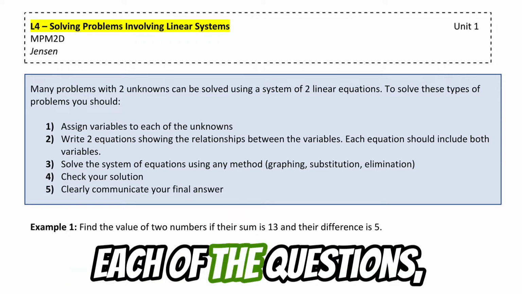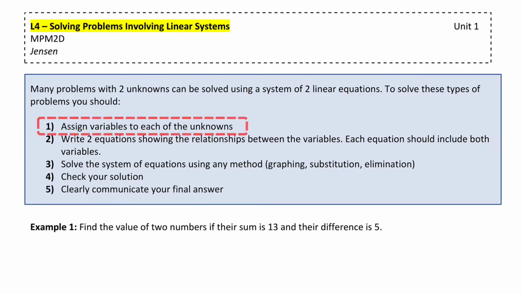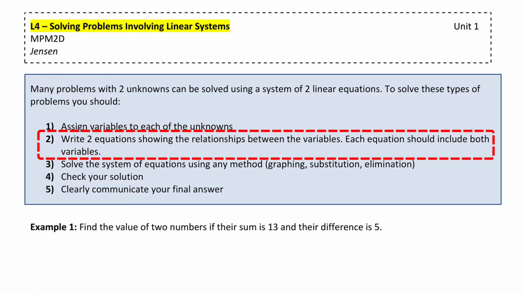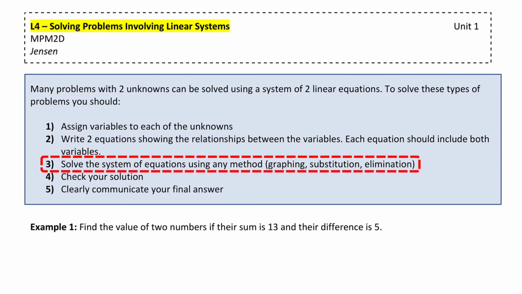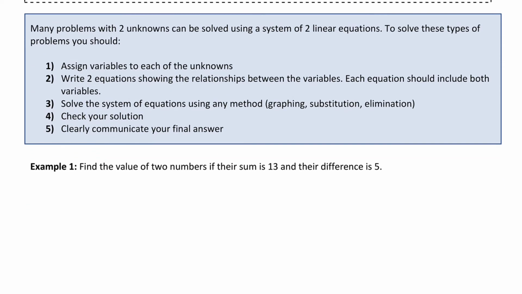And as we go through each of the questions, we'll follow these 5 steps I have listed here. Step 1, we'll assign variables to each of the 2 unknowns. Step 2, we'll then write 2 equations showing the relationships between the variables. And in each equation, we should include both of the unknown variables. Step 3, we'll solve the system of equations using any method, either substitution or elimination. I don't think we'll solve any of them by graphing. Then we should check the solution and clearly communicate the final answer. Let's try these steps with the first example.